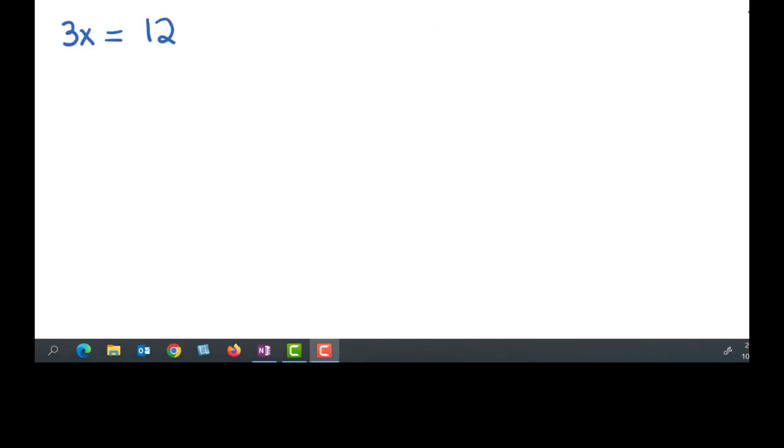Our next equation, 3x equals 12. You want to notice that your variable is side by side with the 3. They are multiplied. So to get rid of that 3 to isolate your x, you're going to need to divide. You divide by the sign of the coefficient. So we want to get rid of the positive 3. We divide by a positive 3 on both sides. That leaves us x equals 4.